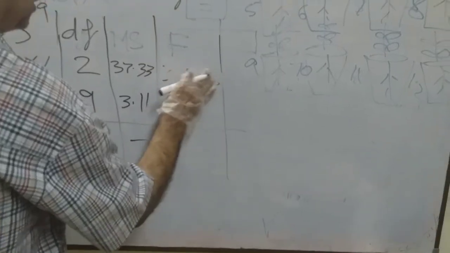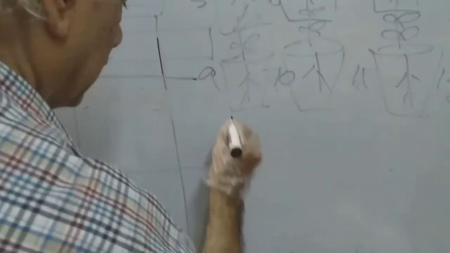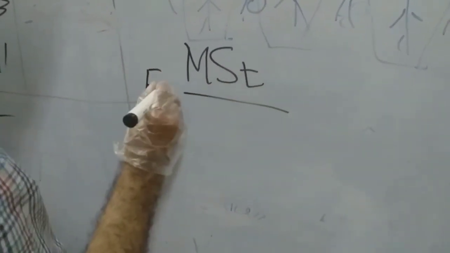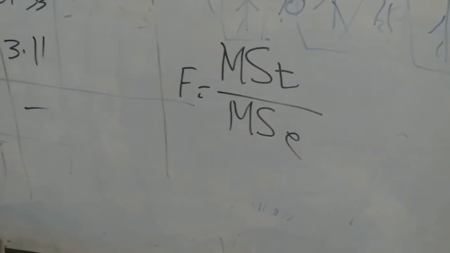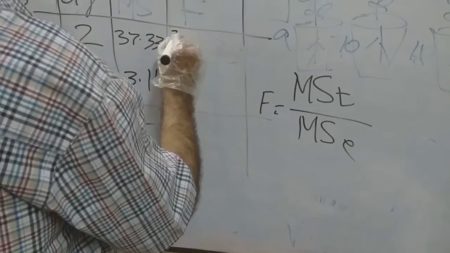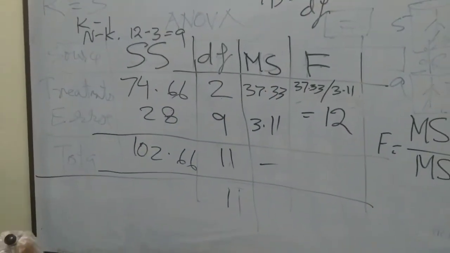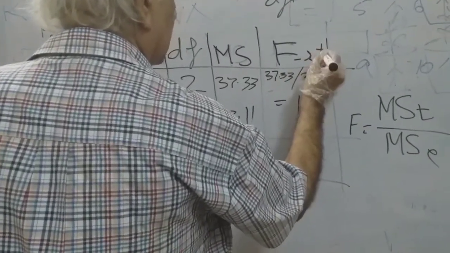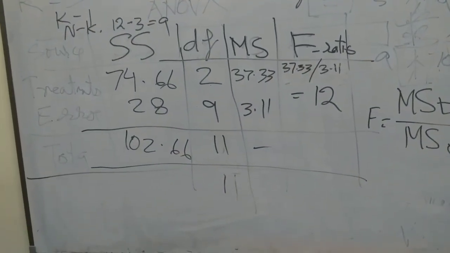And this is the F ratio. F ratio is simply mean square of treatment divided by mean square of error. So 37.33 divided by 3.1. So finally we get the F ratio. This is the main statistic that we check in the F table.